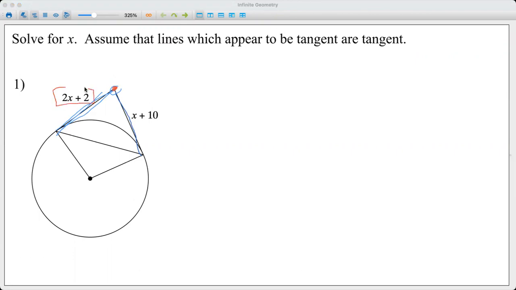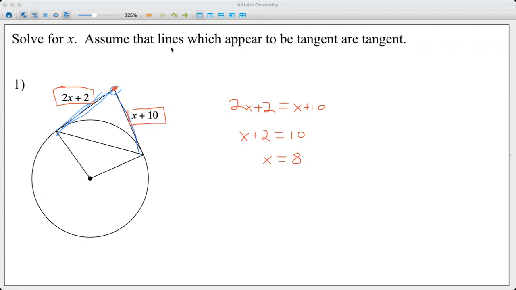Since this tangent on the left is 2x plus 2, and this one on the right is x plus 10, we set them equal to each other. So 2x plus 2 is equal to x plus 10, and simply solve that equation for x. We've got x's on both sides, so subtract x from both sides, and we get x plus 2 is equal to 10. Subtract 2 from each side, and we get x is equal to 8 for the first one.